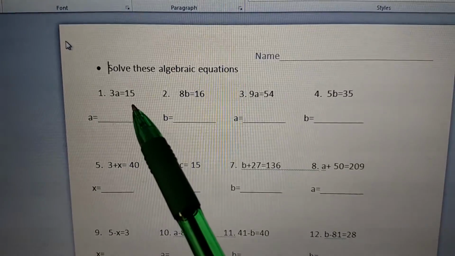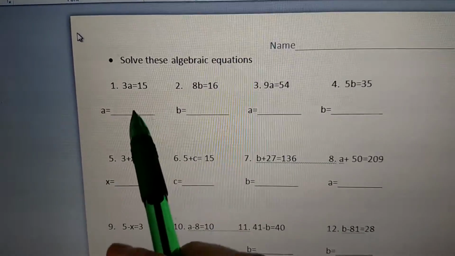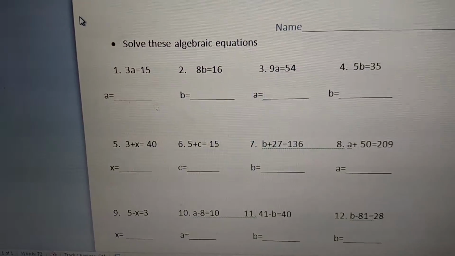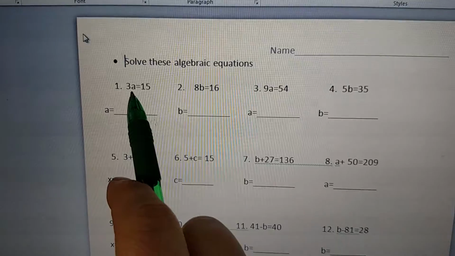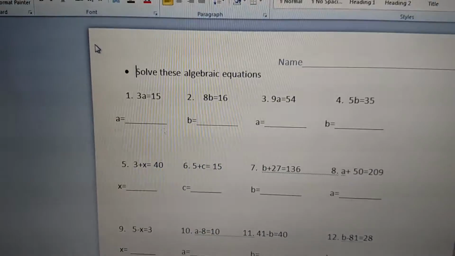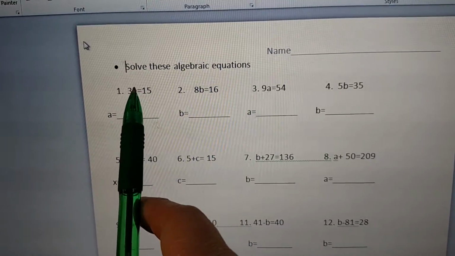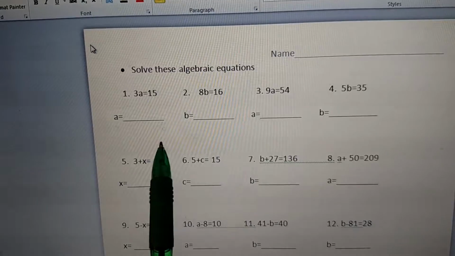So let's do the first one. We're trying to figure out what A equals. 3 times what gives us 15? Well, I know that 3 times 5 gives us 15. So if I plug in 5 there, 3 times 5 equals 15. That means A equals 5. The opposite also is true. 15 divided by 3 will give us our answer, which is 5. Then we can check it to make sure it works.